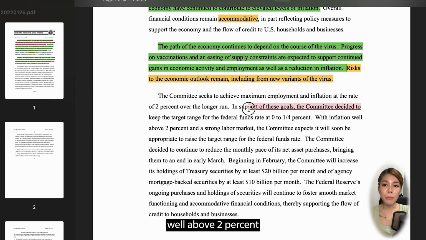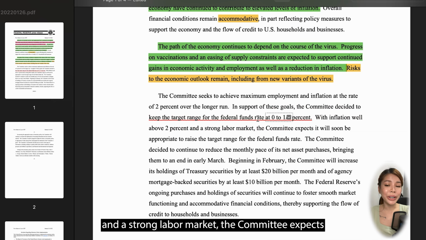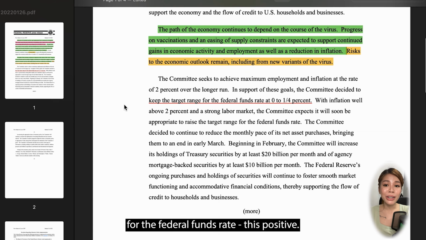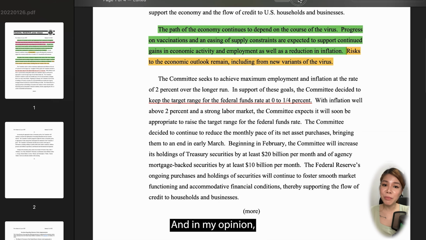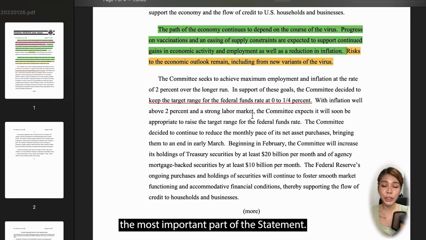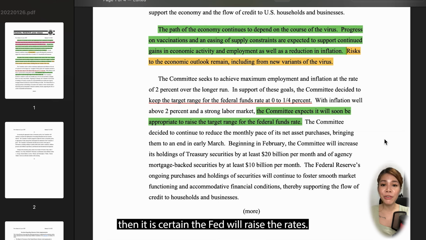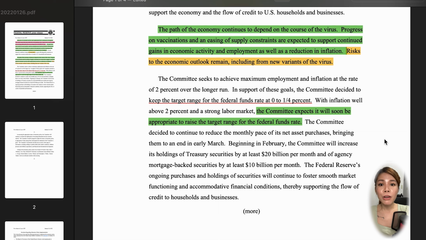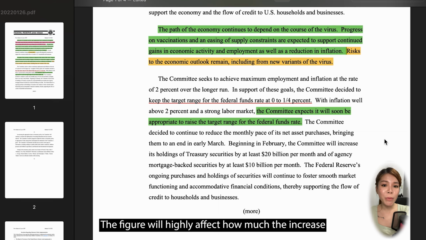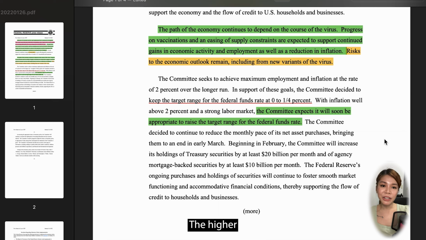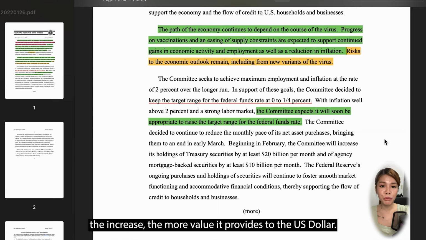With inflation well above 2% and a strong labor market, the committee expects it will soon be appropriate to raise the target rate for the federal funds rate. This is positive and, in my opinion, the most important part of the statement. If the coming inflation data remains above 2%, then it is certain that the Fed will raise the rates. The figure will highly affect how much the increase will be. The higher the increase, the more value it provides to the US dollar.